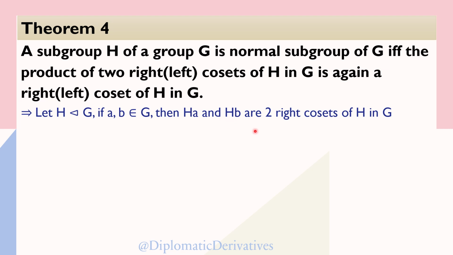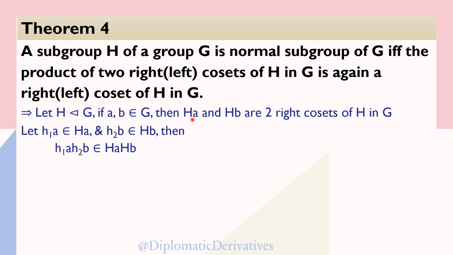Now, by looking at the statement, you can understand that you want to prove that the product of Ha and Hb has to be another right coset, that is Hab. You have to prove this now. You take one element from Ha and one element from Hb. In Ha you have elements of the type h1a, and in Hb you have elements of the type h2b. Remember, where are you getting this h1 and h2 from? From the subgroup H, because from that subgroup only you're making these cosets. So h1a and h2b are elements of Ha and Hb respectively.